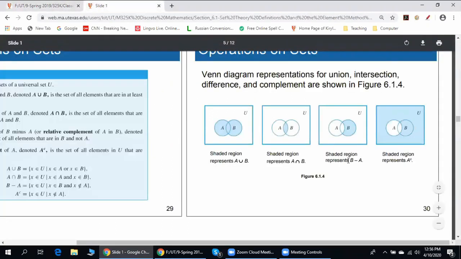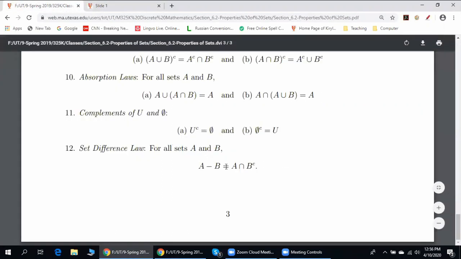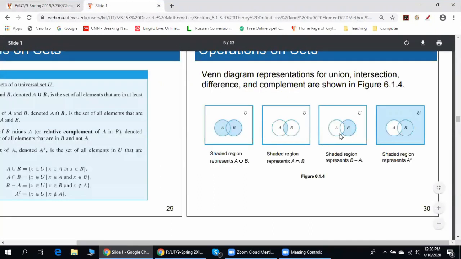Once again, in this case, it should be B intersection A complement. So A complement will be everything outside A, correct? Yes. And if you consider everything outside A, intersection B, we'll get exactly what is written here.